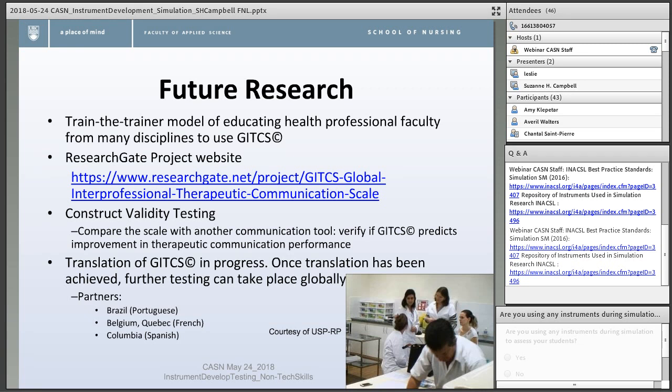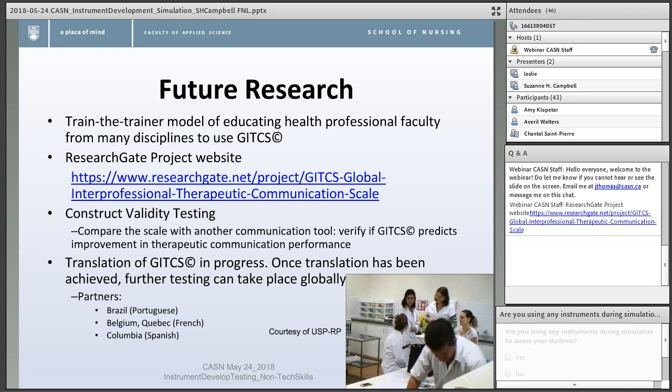So surprise, the 35-item instrument after feasibility testing this spring has become a 28-item categorized, reverse-scored, ready-to-use instrument, and if you go to that website you can download and take a look at it. We're planning on construct validity testing and then translating.